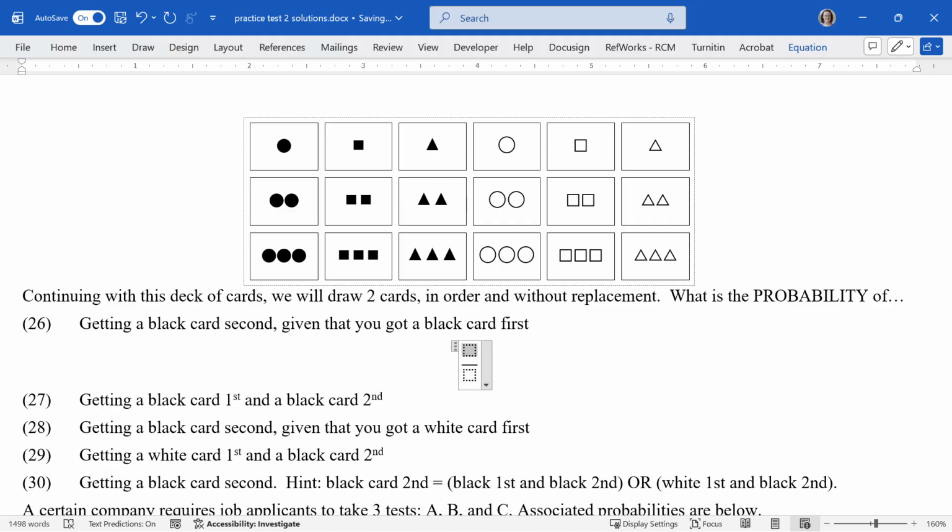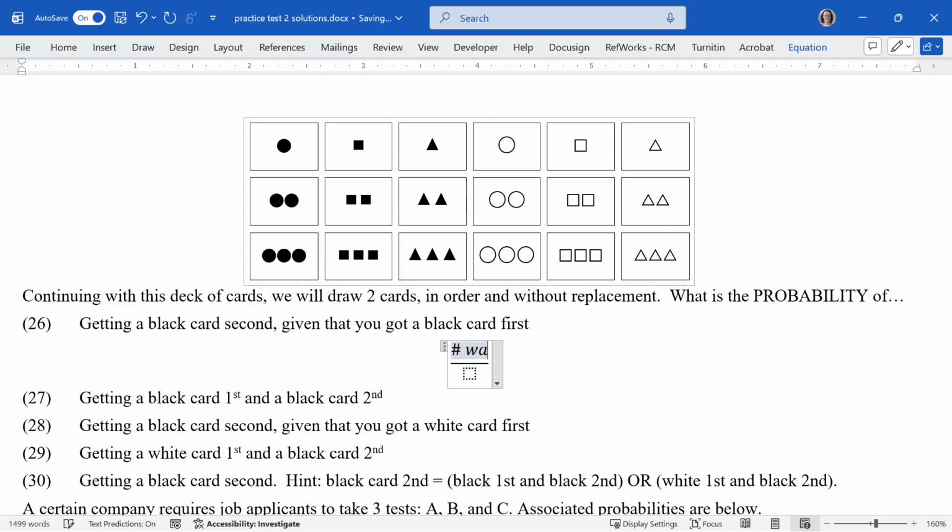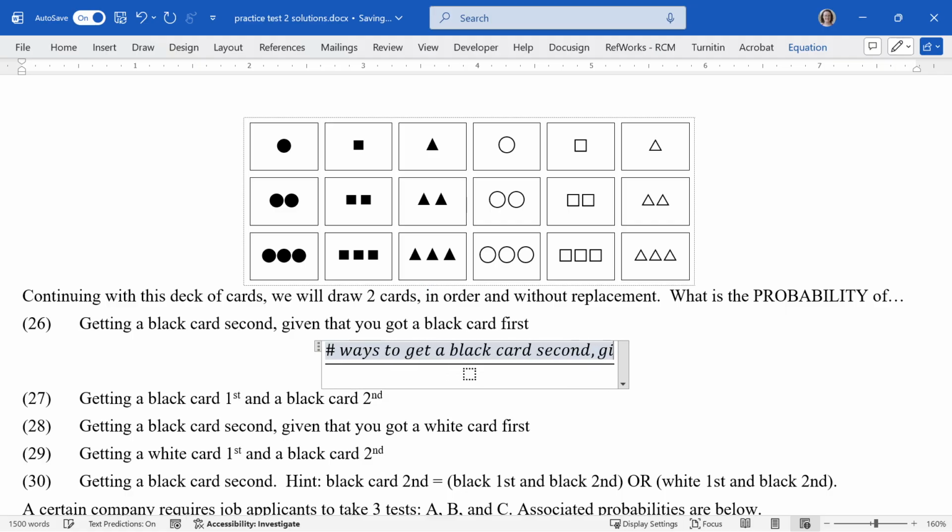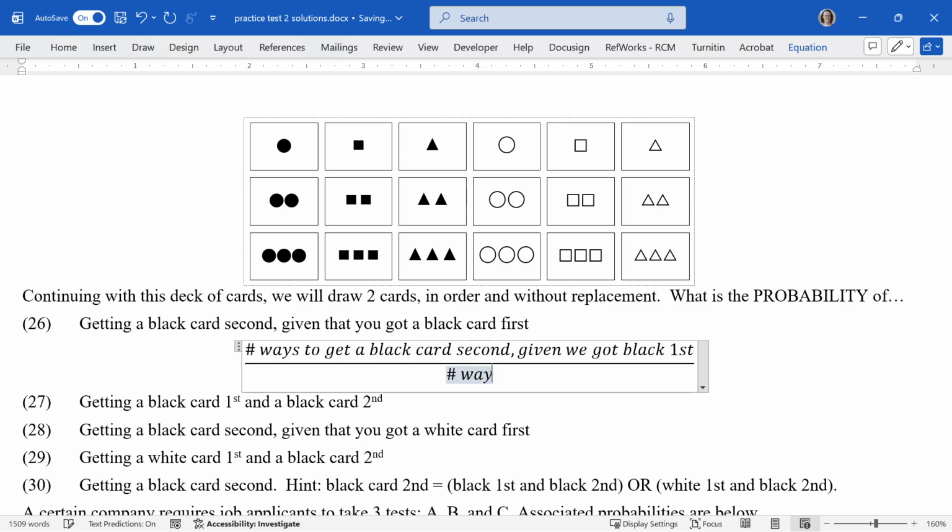Okay, so probability of getting a black card second, given that you got a black card first. We're just going to use our regular probability formula, which is number of ways the event can happen, so number of ways to get a black card second, but with the given information, given we got black first. And then on the bottom, same way, it's going to be number of ways to get any card, but given that we got black first.